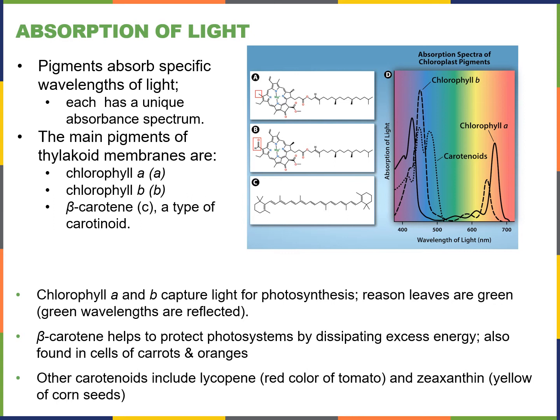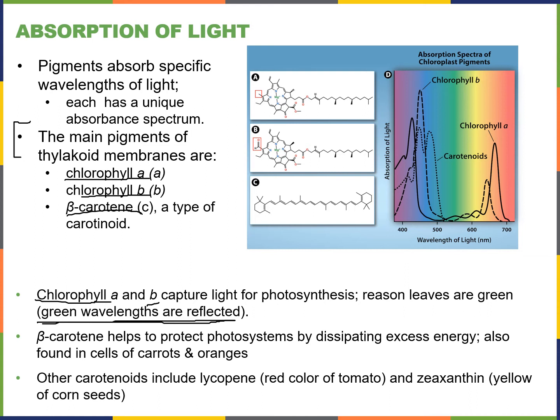Now let's dive further into the main pigments of the thylakoid membranes. We have chlorophyll A, chlorophyll B, chlorophyll C, and there's also another type known as D that's found in prokaryotes that we call bacterial chlorophyll. But we're going to focus on A, B, and C in this slide, and C can also be termed beta carotene. Chlorophyll A and chlorophyll B are really important for capturing light for photosynthesis, and this is the reason leaves are green, because the green wavelengths are reflected. That is what we see. We see the wavelengths that are reflected.